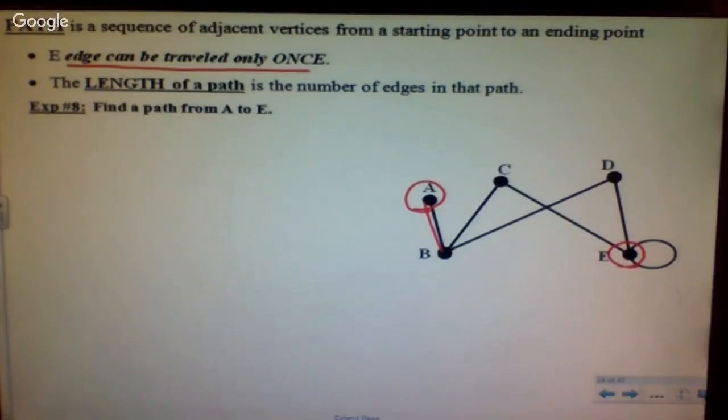So now I'm at B. Where can I go now? You can go to C or D. So I can go to C and then to E. This is one path. A, B, C, E.